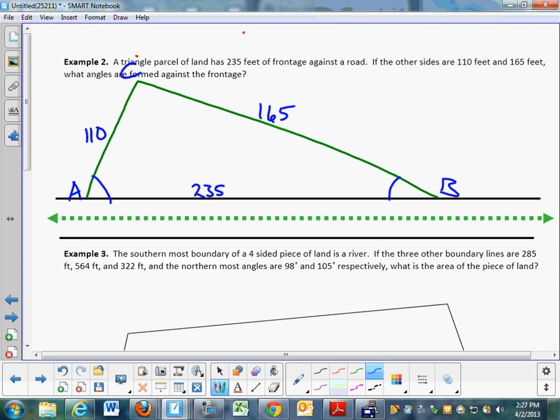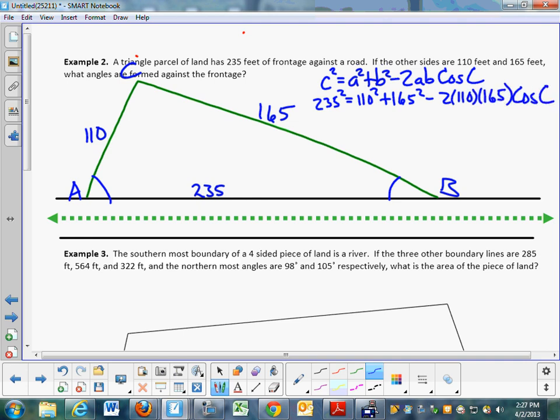Well, I have cosines. Can I start with A? No, you start with C because that's the bigger one. So we go to work. C squared equals A squared plus B squared minus 2AB cosine of C. As you can see, it looks very similar to the Pythagorean theorem. Law of cosines does. It just subtracts off something. So we go C squared, 235 squared equals 110 squared plus 165 squared minus 2 times 110 times 165 times the cosine of C.